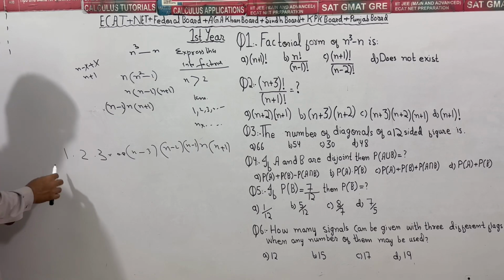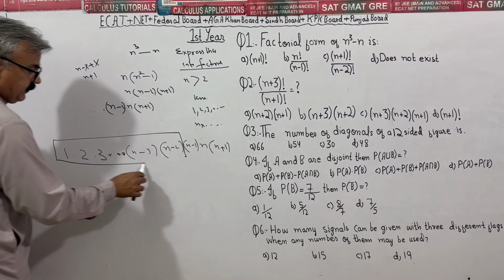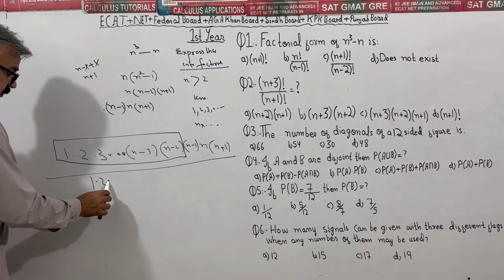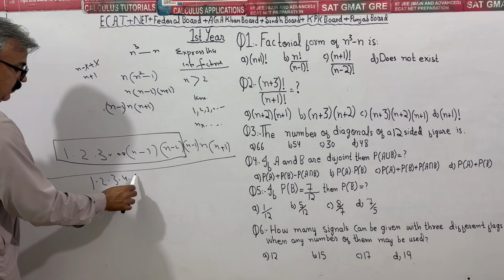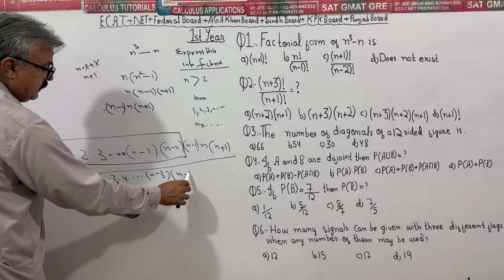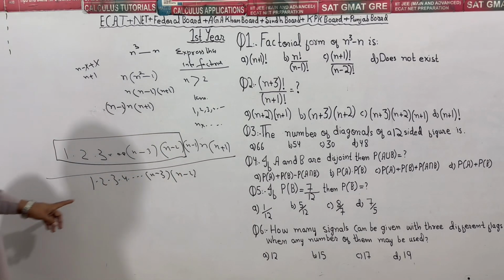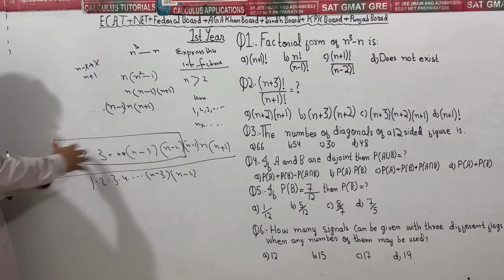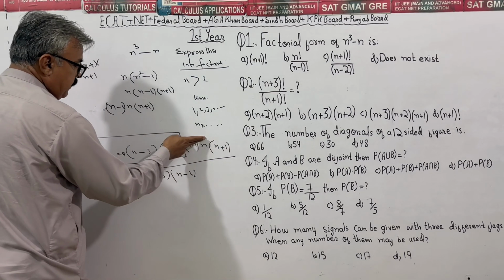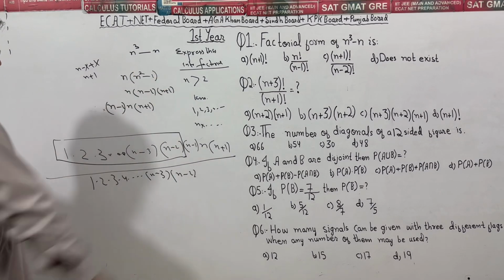3, 2, 1. Now we have multiplied this quantity, so we have to divide this quantity as well: 1, 2, 3, 4, dash, dash, dash, up to n minus 3, n minus 2. We have multiplied as well as divided in order to write a continuous form from 1 to n plus 1, or from n plus 1 down to 1, in order to express n cube minus n in factorial.